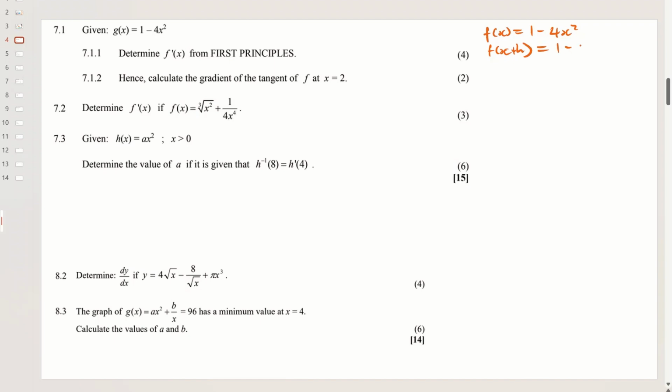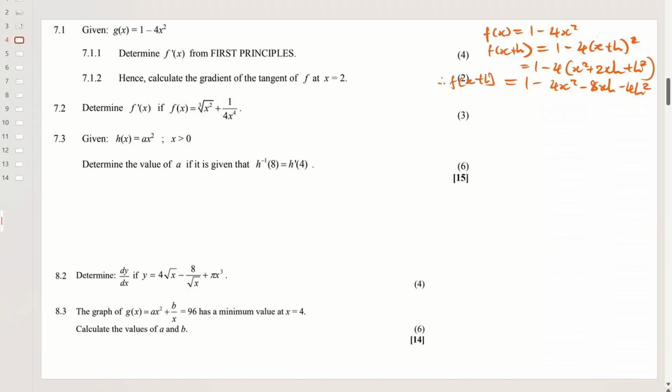So this is 1 minus 4 into x plus h. The 2 tells you that you have a squared binomial, so deal with that. You'll have 1 minus 4 times x squared plus 2xh plus h squared. So distribute the negative 4 inside. You'll have negative 4x squared minus 8xh minus 4h squared. Therefore, this is g at x plus h.